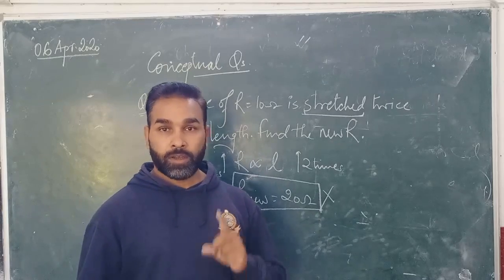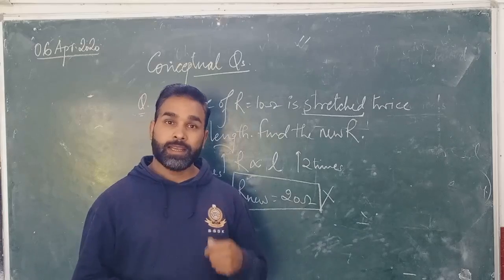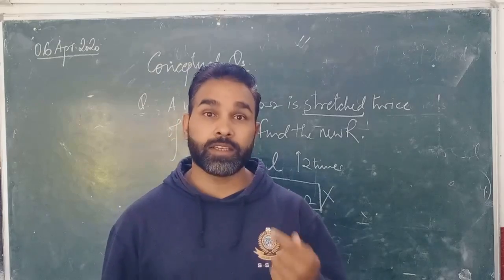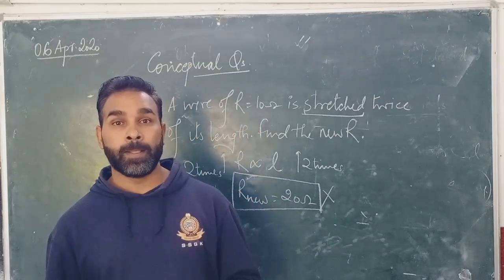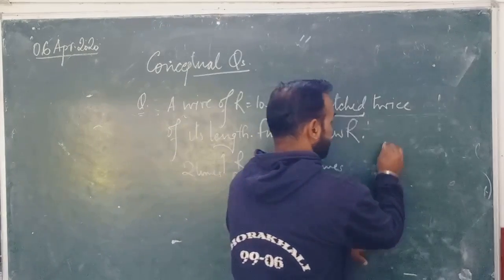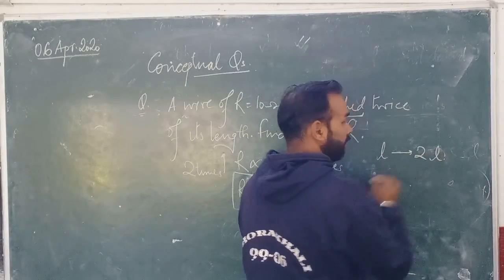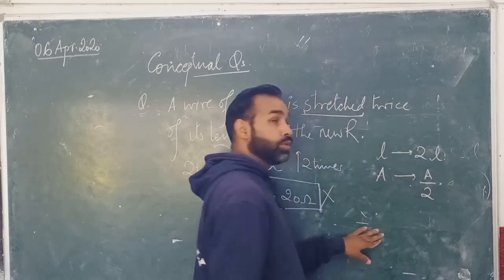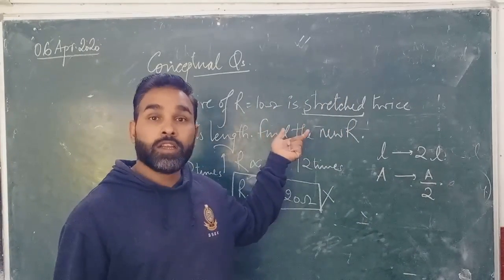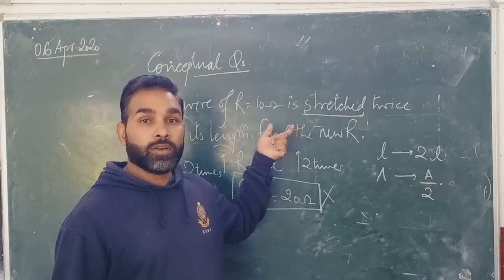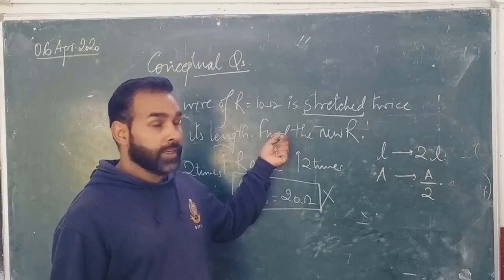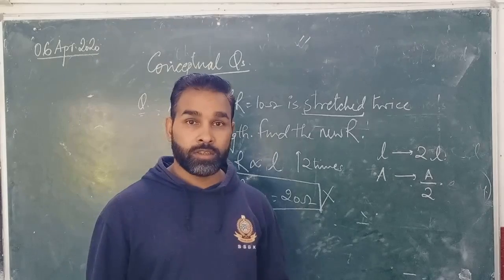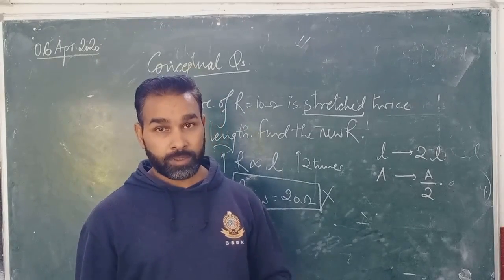Two things will happen. One is length will increase, and simultaneously the area of cross section will decrease in the same proportion. That means if length is increased and it becomes 2L, the area will decrease and it will become A by 2. It will not be mentioned in the question. Okay, so that is very important. It will not be mentioned in the question whether there is a change in the area of cross section or not. So you have to understand that concept.